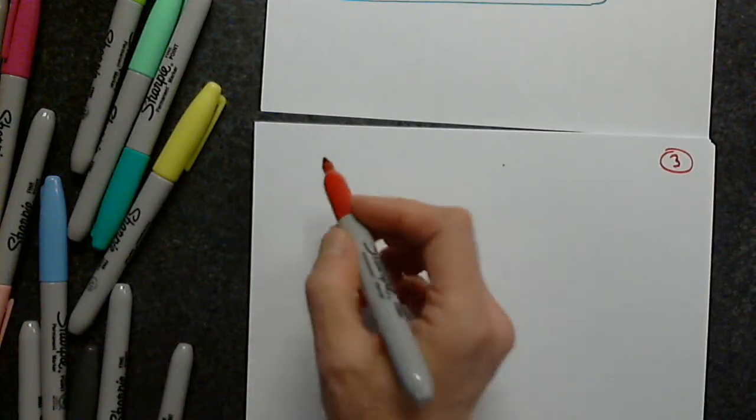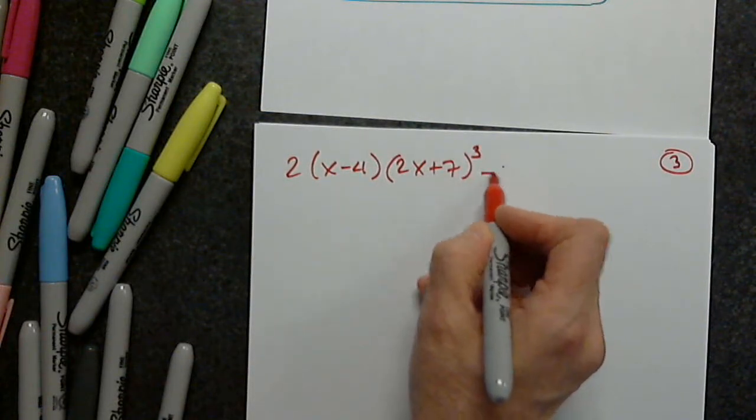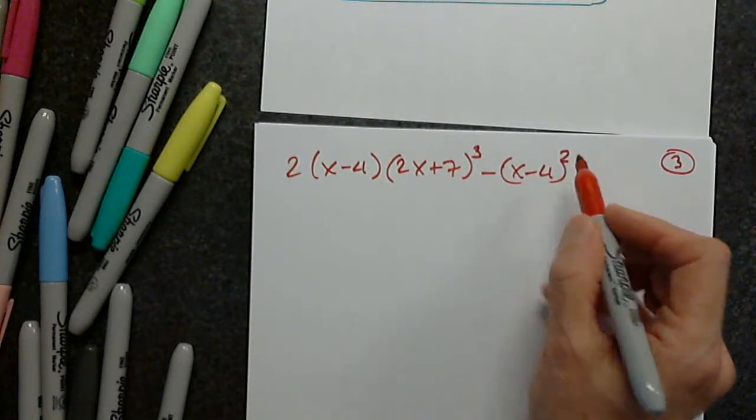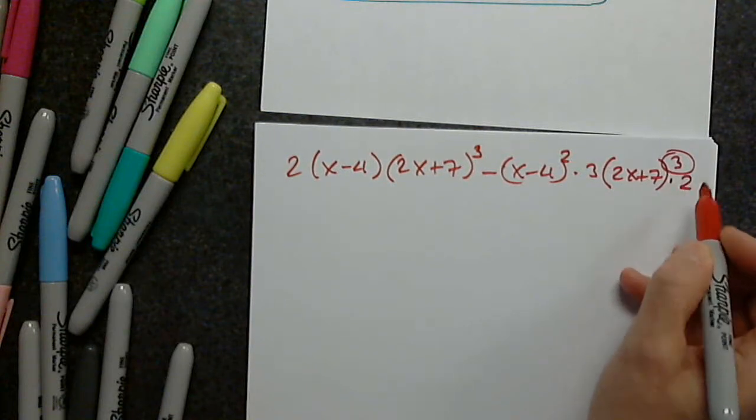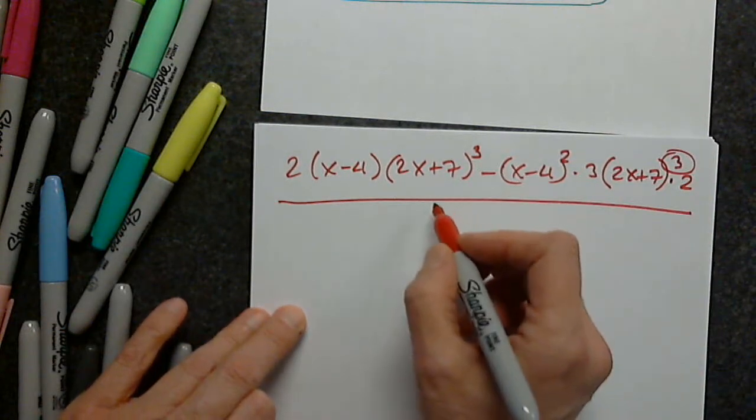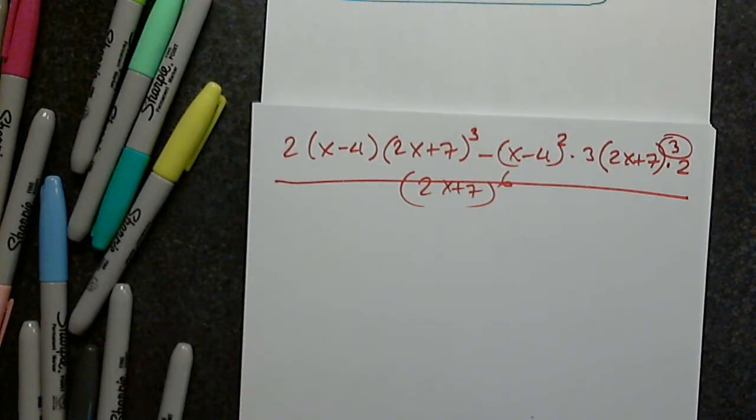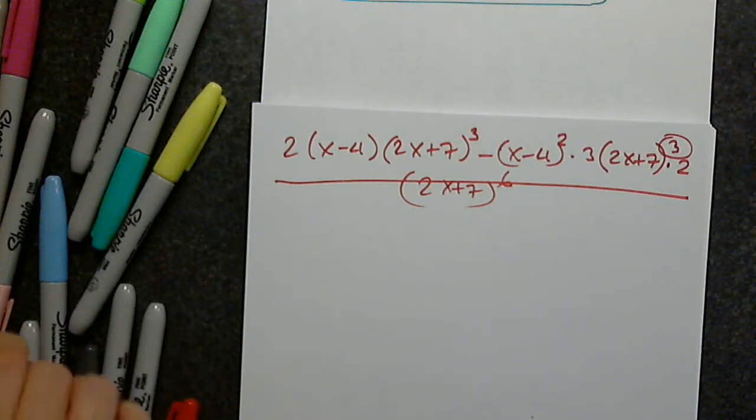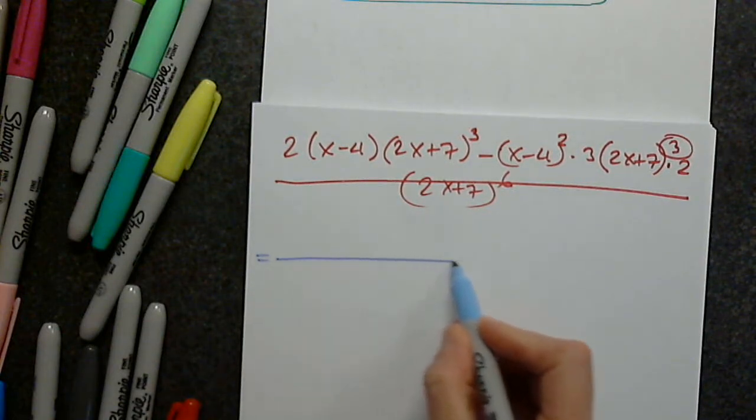So in number 6 we have 2x minus 4, 2x plus 7 to the third minus x minus 4 squared times 3 times 2x plus 7 and times 2, and everything divided by 2x plus 7 to the 6th power. So what is the first step here? What do I need to do first? Say it again. Oh, there is nothing I can combine. But I can simplify the numerator a little bit.